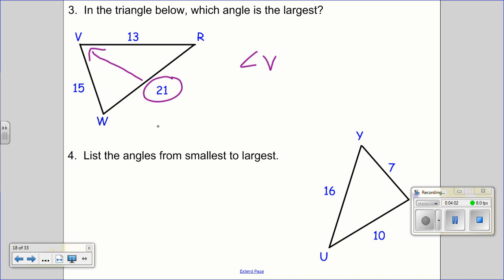On number 4, they would like for us to list the angles from smallest to largest. So I want you to work on that by yourself and take a picture.